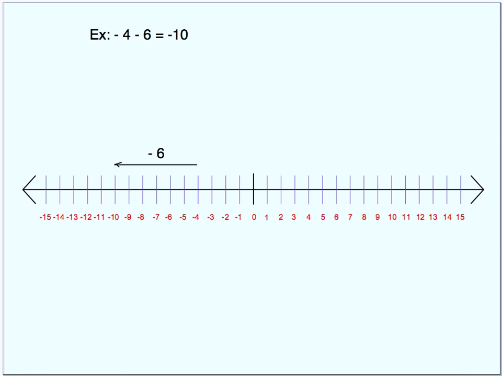If we take a look over here, another example, now we have -4 minus 6. We're just going to start at -4. Because it's a subtraction, we're going to move over to the left by 6 spaces, and our answer is going to be -10, just like our equation up here.